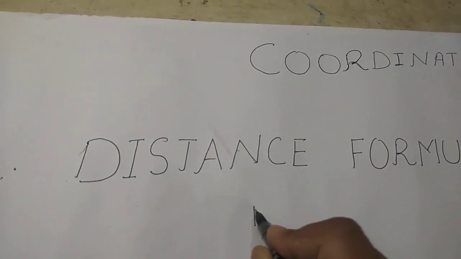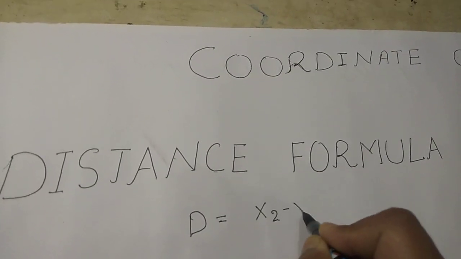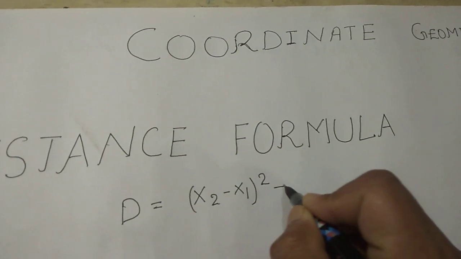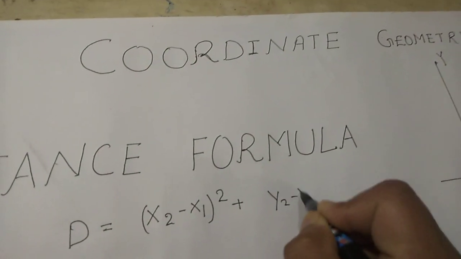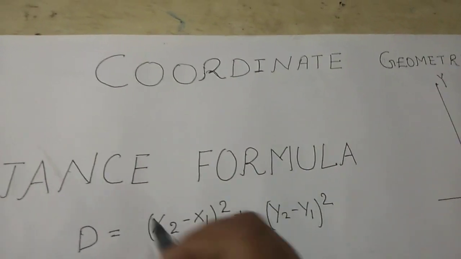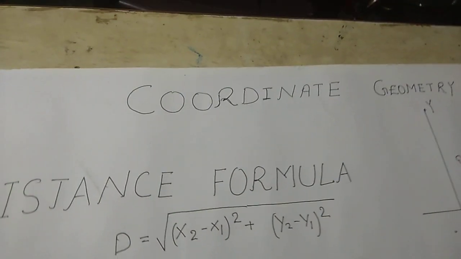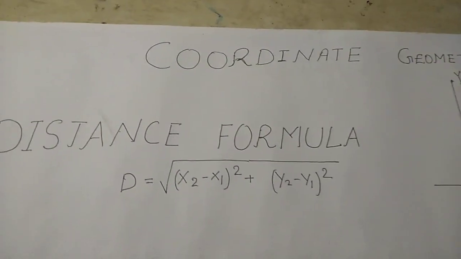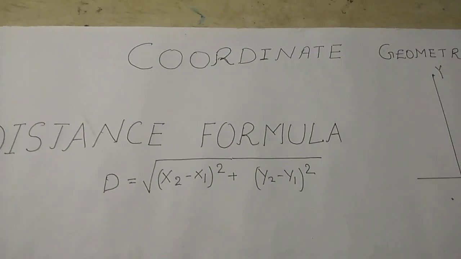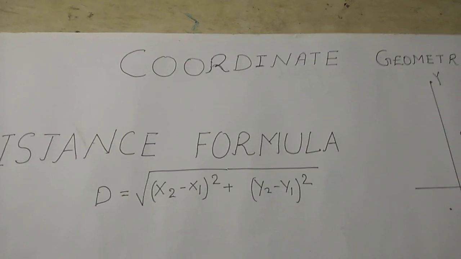Distance formula: D is equal to the square root of (x2 minus x1, the abscissa difference, whole square) plus (y2 minus y1, the ordinate difference, whole square). This will help you to find, if the points are given for a triangle, whether it is equilateral, isosceles or scalene, or maybe whether the points are collinear or not.